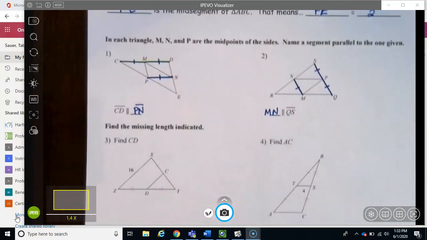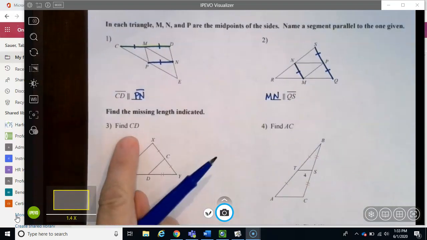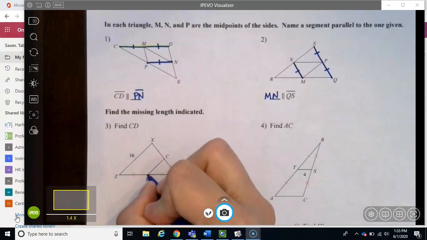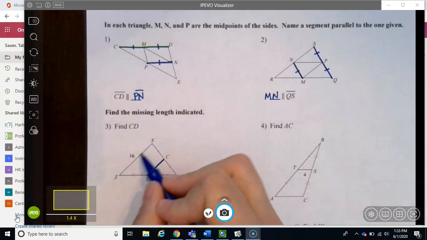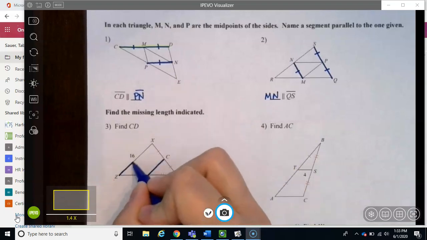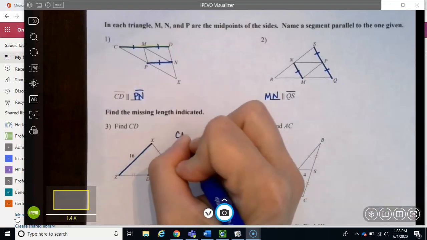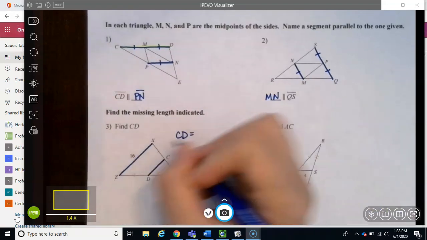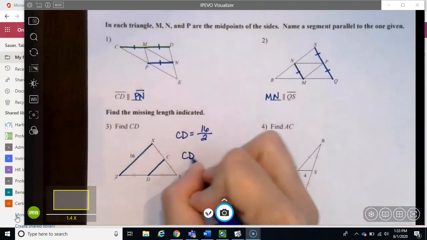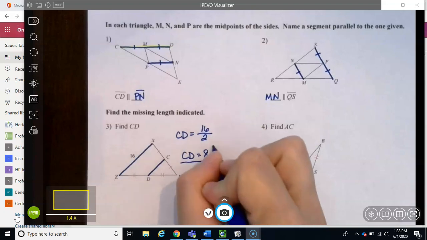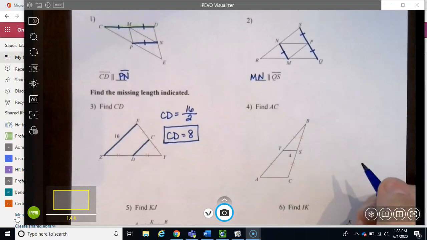Alright, now on the next set of problems, they're asking us to find the missing length that's indicated. So they want us to find CD. So this is what we have to find, and what we know is the mid-segment is half of the base that's parallel to it. So there's the base that's parallel to it. So CD is equal to that base, 16, divided by 2. So its length is 8. Okay? And that's what we're going to do to find these others.